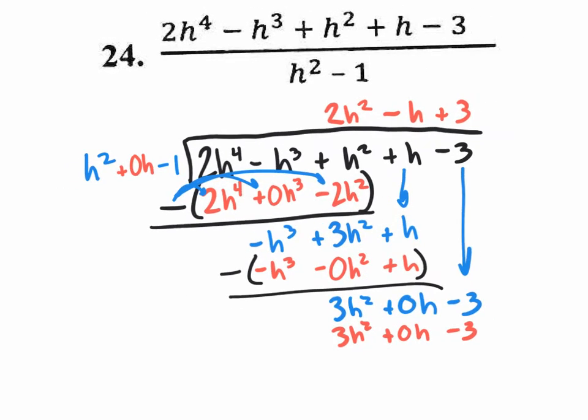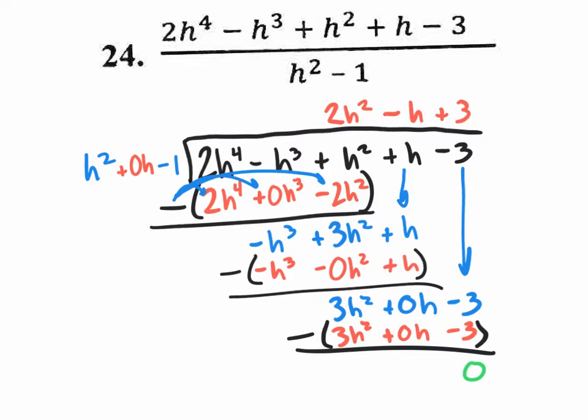And of course, we are subtracting. Put parentheses around the whole thing. Distribute the minus sign to each and every term. And guess what? Everything cancels out. What does that mean? There is no remainder. There is no remainder. So what's our final answer? 2h squared minus h plus 3. Any questions? That's long division.